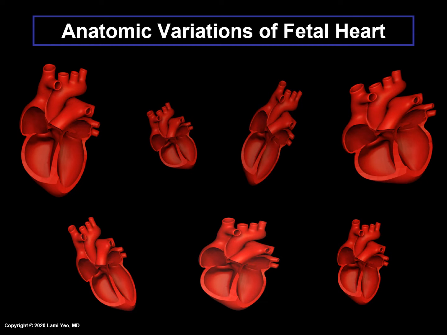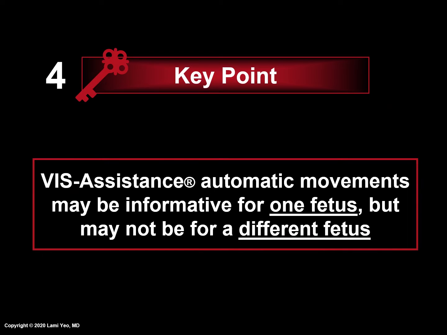For example, the same cardiac view, such as the 4-chamber view, will appear different among normal fetuses. Another reason is that fetal positioning and gestational age will differ among fetuses. Therefore, for fetus A, step 2 in the VISA video clip, for example, may be very informative, but may not be for fetus B. So please keep this in mind as you examine VISA video clips among different fetuses.